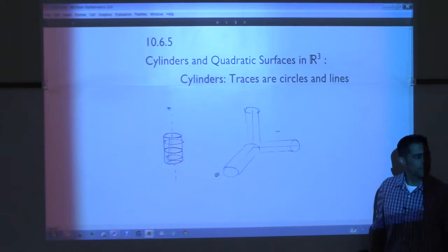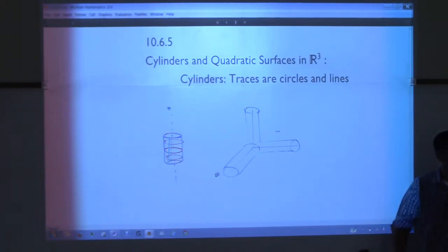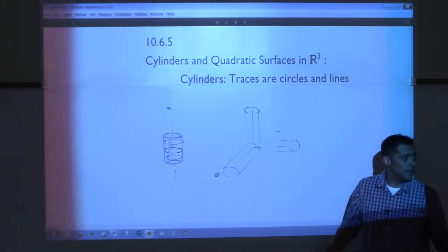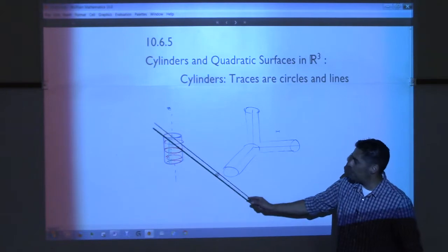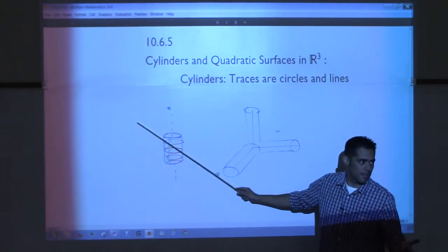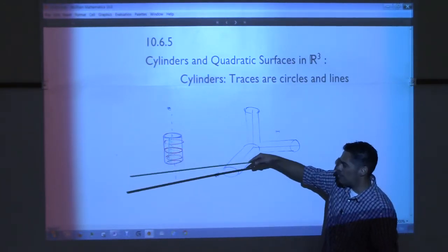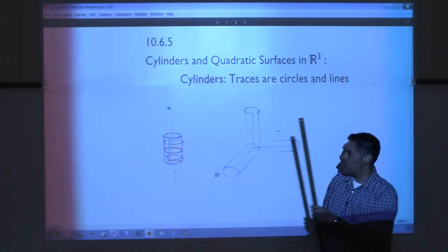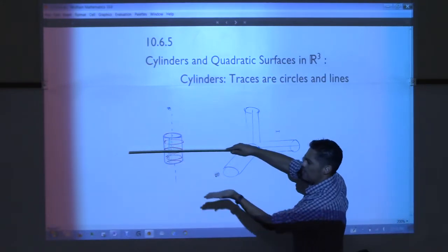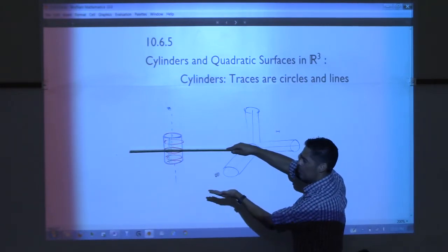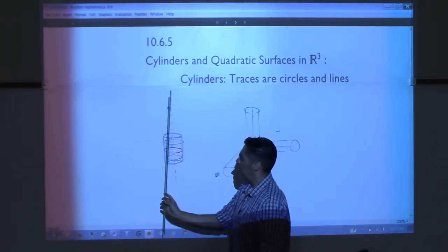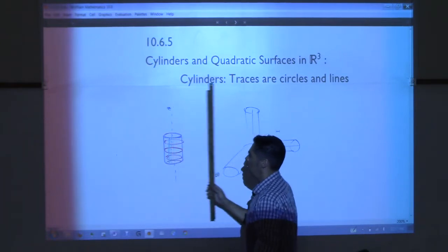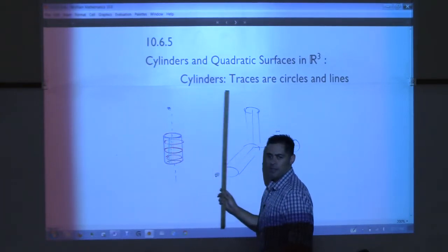Would it be more accurate to say ellipses? Because let's say instead of straight up and down. But no, the cut has to be perpendicular to the axis. So if you come in at an angle, then you're going to get ellipses. But all of our cuts are going to be parallel to the coordinate planes. So this cut would be parallel to the XY plane. This cut would be parallel to the XZ plane. And then this cut right here would be parallel to the YZ plane.